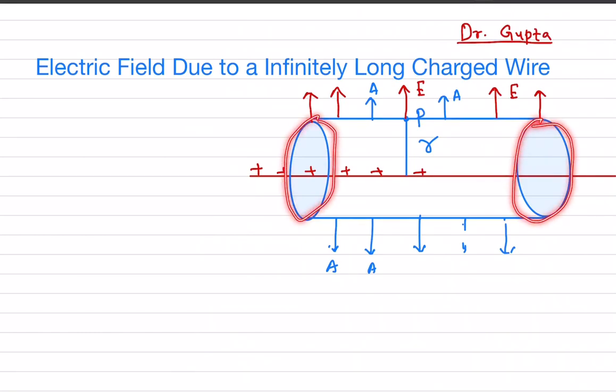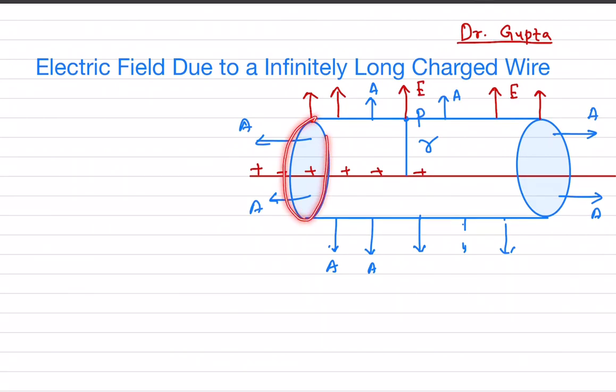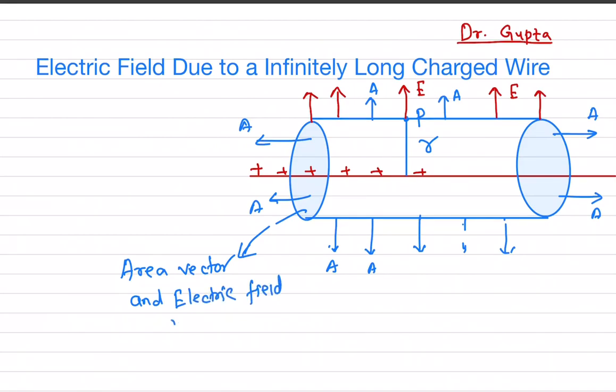But now how about this end? This is also part of the Gaussian surface. If I look at this end, the electric field at any point is in this direction, but the area vector is in this direction. Over this circle, the area vector and the electric field are mutually perpendicular.